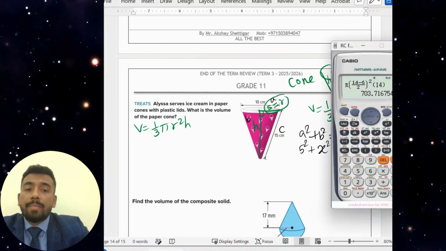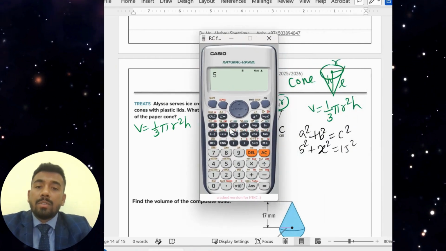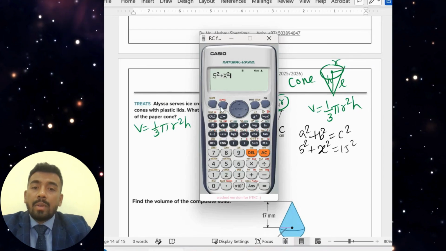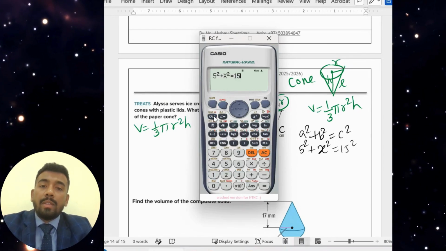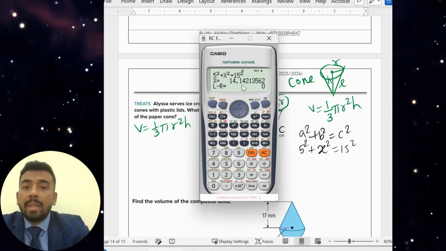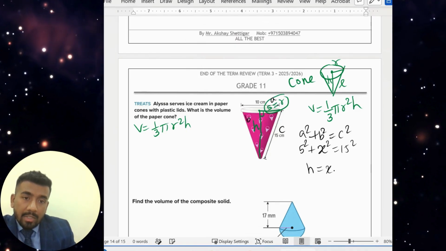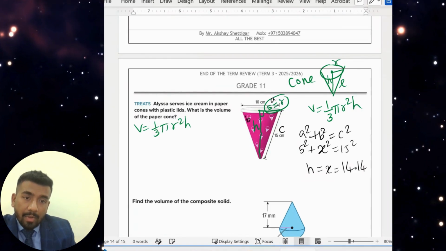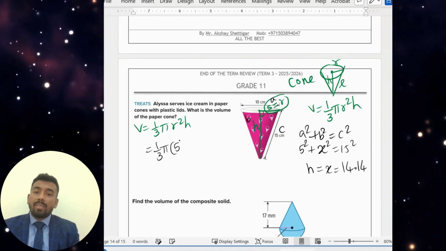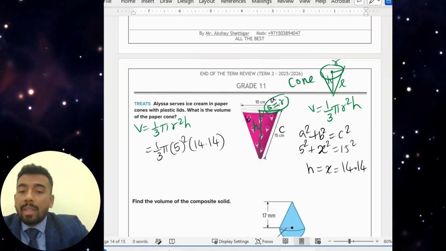Put in the calculator. So that's 5 square plus alpha x square equal 15 square. Shift solve equals. What's the answer? 14.14. So that's your H, that's your X. 14.14. Okay, that's it. Put in the formula. So what do you have? 1 over 3 pi. What's the radius? 5 square. And what's the height? 14.14. Put in the calculator.